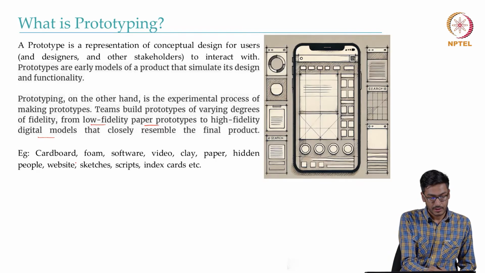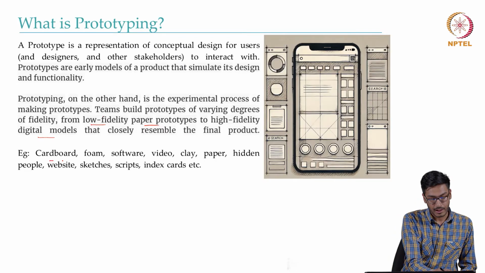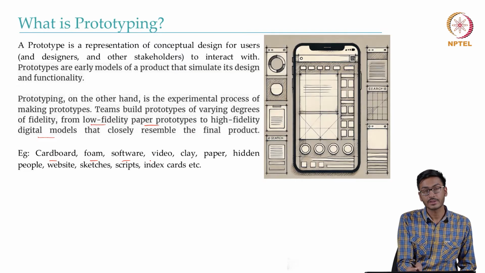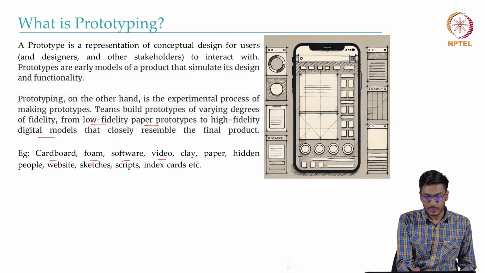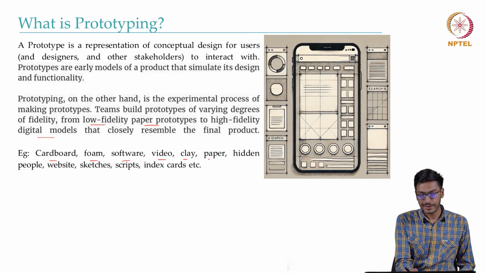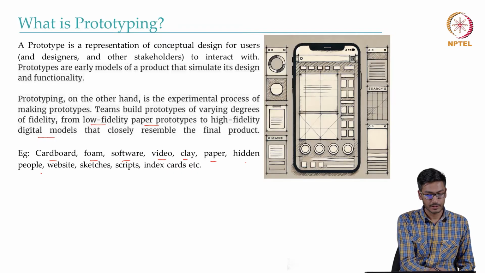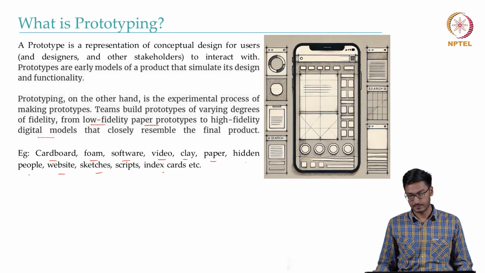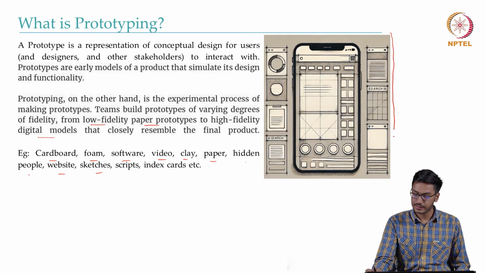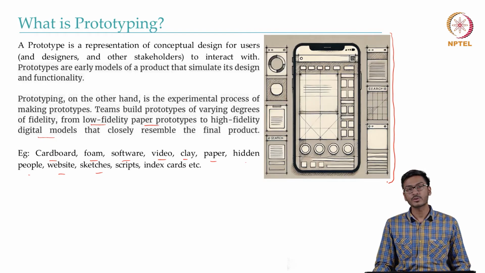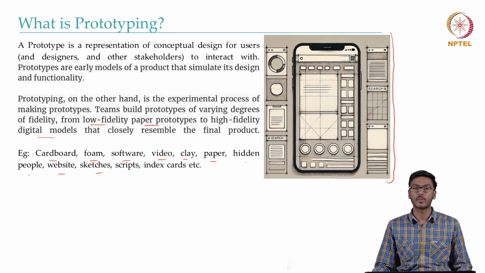For example, prototypes may be made from cardboard, foam. They may be software made prototypes of physical products. Videos may be made, they may be made of clay, paper, hidden people, websites, sketches, index cards, and much more. This is a typical representation of a prototype right here. When we say prototype, most of us actually talk about the lo-fi designs, which we are going to be looking at later in this lecture.